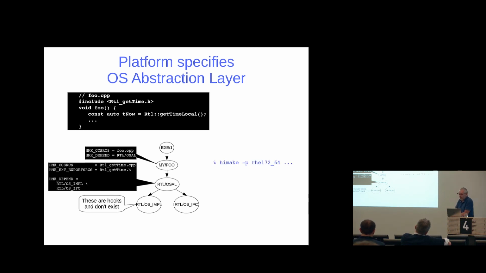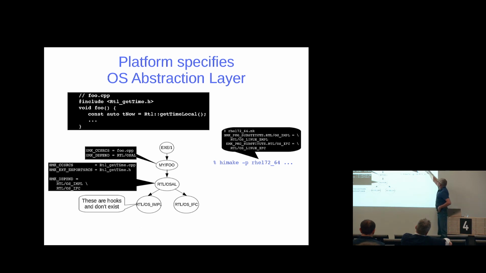So when we build for Red Hat 7.2, inside that platform file, you will find some package substitution statements. It says to substitute RTL/OS implementation with RTL/OS Linux implementation. And the same for the interface. So when the build is actually done, HiMake will replace those two placeholders with the real implementation for that operating system.